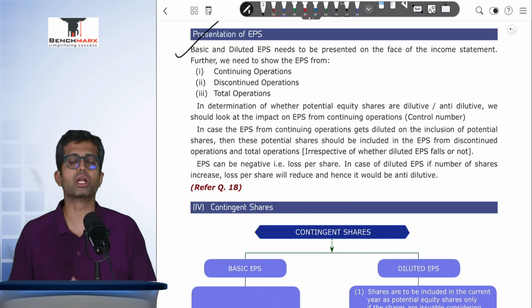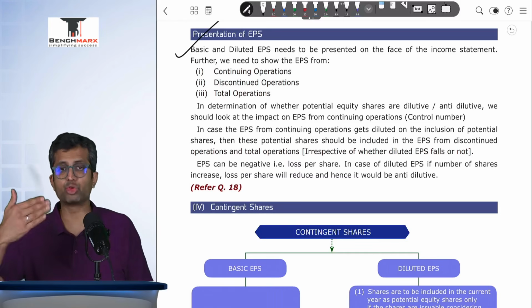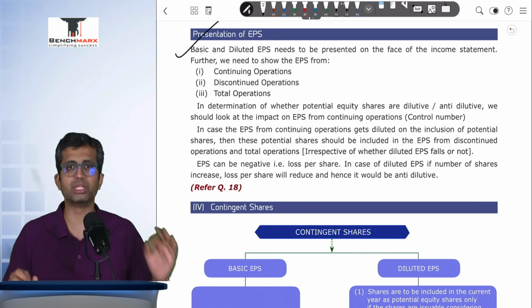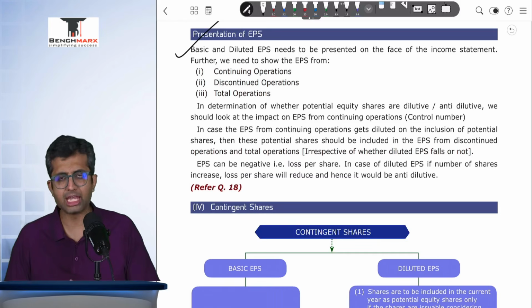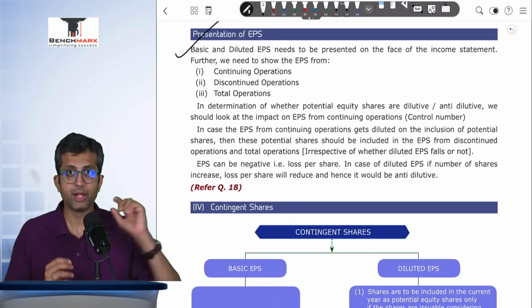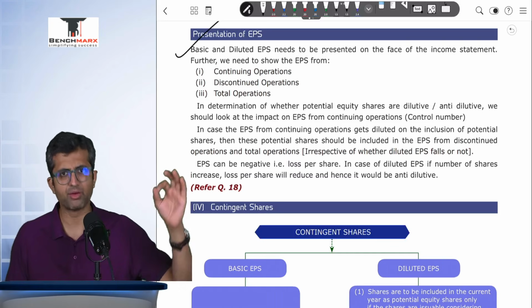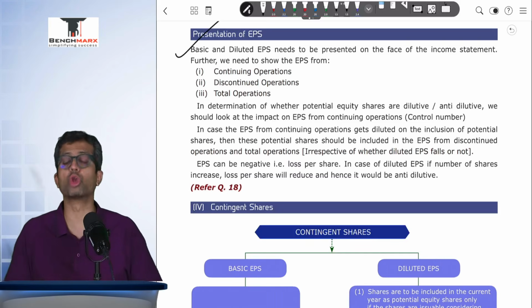However, if there's a continuing operation and a discontinuing operation, like you have studied in Ind AS 105, I have to show the profits from continuing and discontinued operations separately. In a similar way, I need to show the EPS for continuing and discontinued operations as well as total operations separately. And hence, when I calculate the EPS, if there is a discontinued operation, then I will find the EPS from continuing, then EPS from discontinuing, and then EPS from total operations separately.